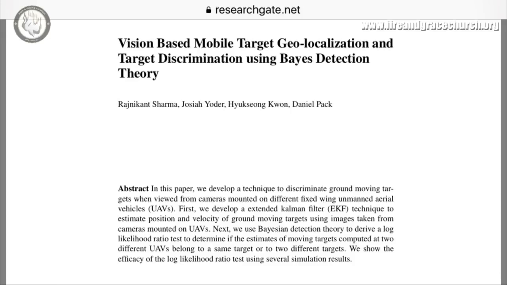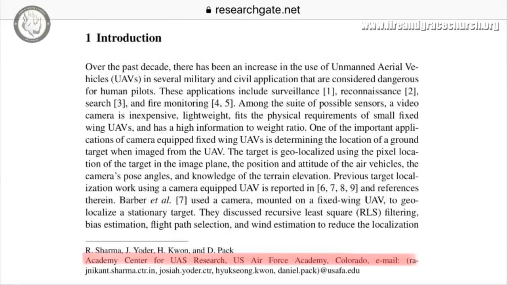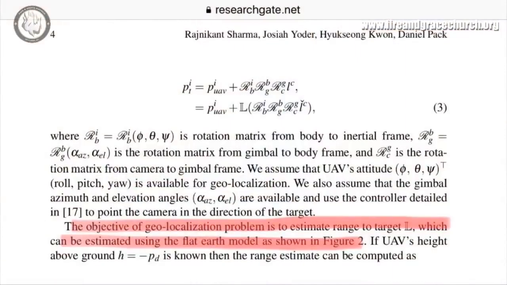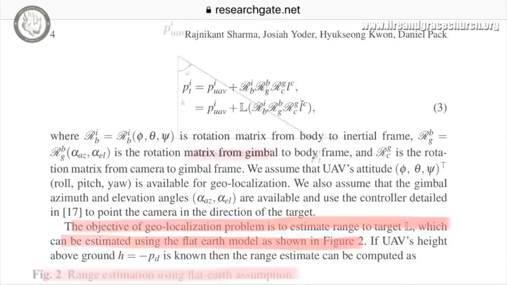This is a more modern one, I can't remember the year, but you see this is the Academy Center for the United States Air Force, U.S. Air Force Academy, UAS research, and this is for targeting for unmanned aerial vehicles, a targeting manual. It says the objective of the geolocalization problem is to estimate range to target, which can be estimated using the flat Earth model shown in figure 2, which would be this little thing right here.